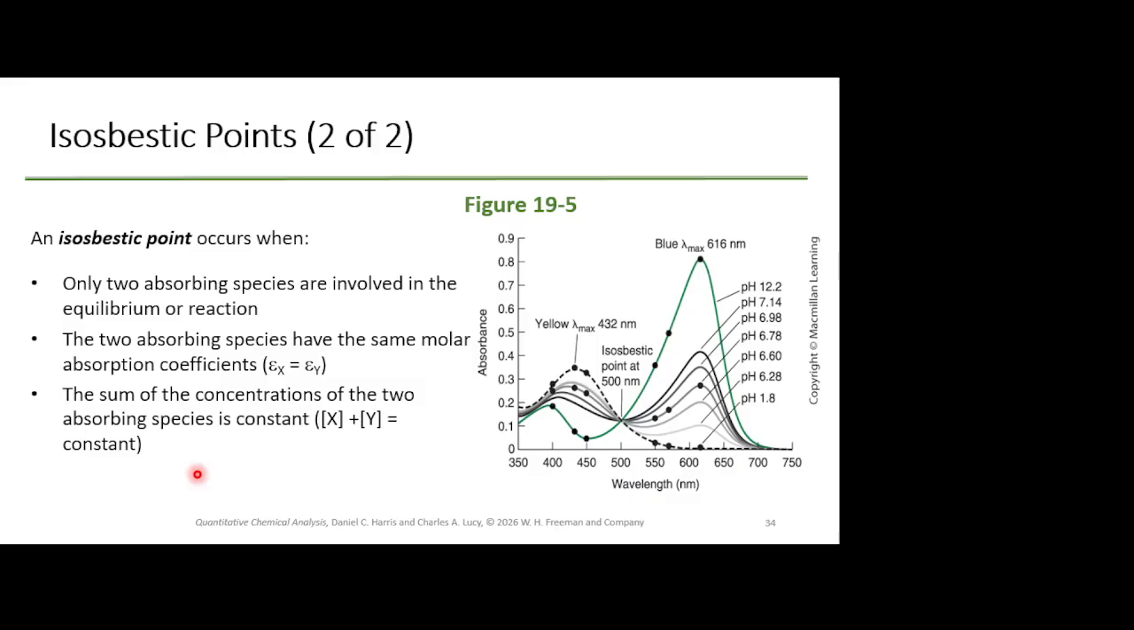And so the isosbestic point is going to occur where you have two absorbing species that are involved in an equilibrium reaction. The two absorbing species are going to have the same molar absorption coefficients at that point, not the other points, by the way. At the other points, they can't have the same molar absorption coefficient if they look like this, because they look different. The sum of the concentrations of your two absorbing species is going to be constant. And so the X plus Y concentration will equal a constant, because as one goes away, the other is going to increase, right?